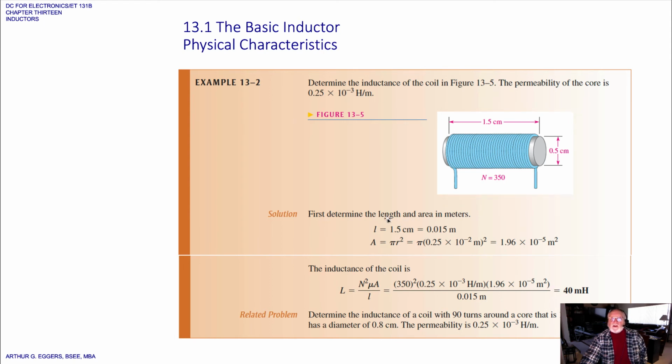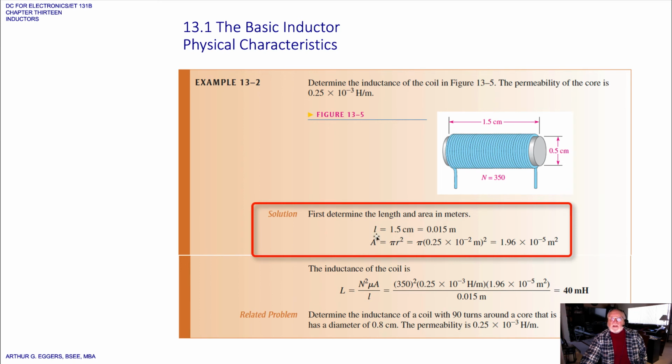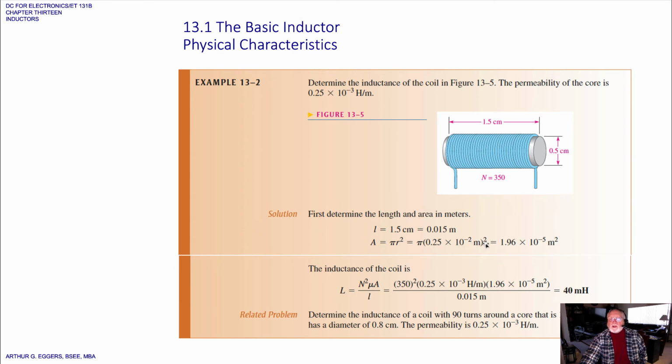So first let's determine the length and the area in meters. So the length is 1.5 centimeters. We convert that to meters. So we move the decimal 3 places to the left, we get 0.015 or 15 hundredths of a meter. The area is equal to pi r squared, so pi times 0.25 times 10 to the minus 2 meters, squared, we get 1.96 times 10 to the minus fifth meters squared for the cross-sectional area.